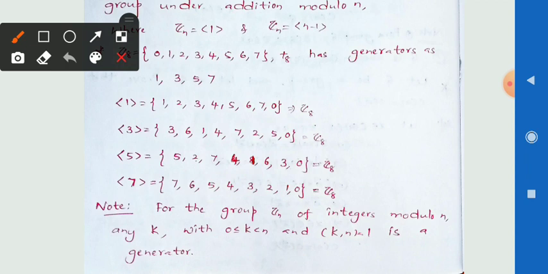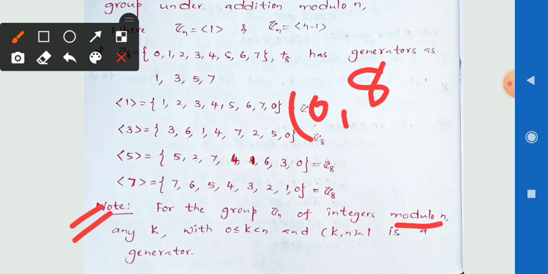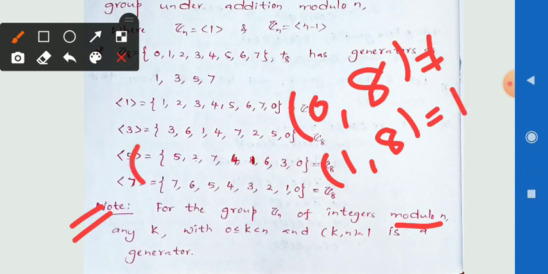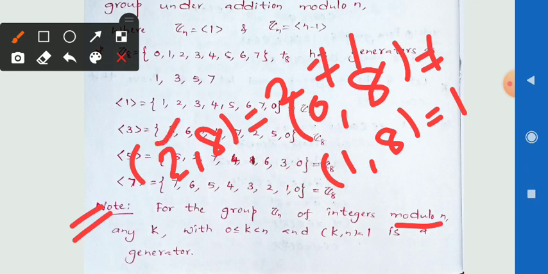If here 8 is the modulo n, if we take 0 comma 8, the GCD is not 1. If 1 comma 8, the GCD is 1, and for 2 comma 8 the GCD is 2, which is not equal to 1, therefore 2 is not a generator.